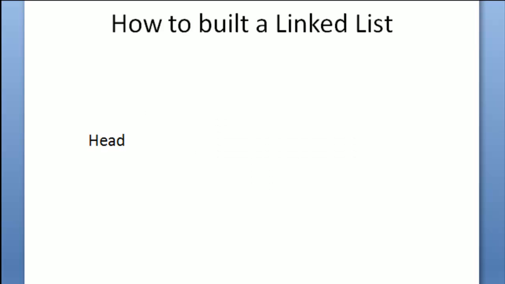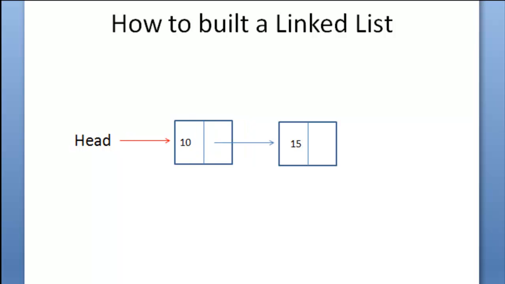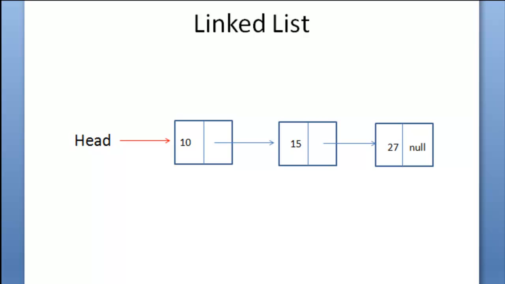Now how can we build a linked list? Head is the pointer to the first node and the last node points to null. Now the head that points to the first node has the data 10 and the first node points to the second node having data 15, and the pointer of the second node points to the third node having data 27, and the pointer of the third node contains the null value.